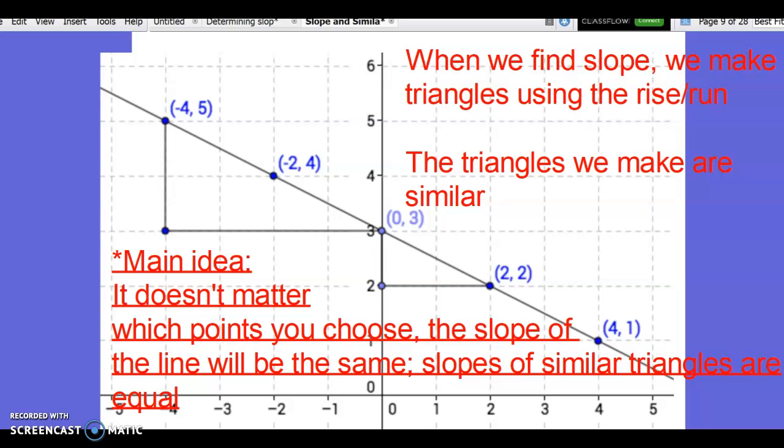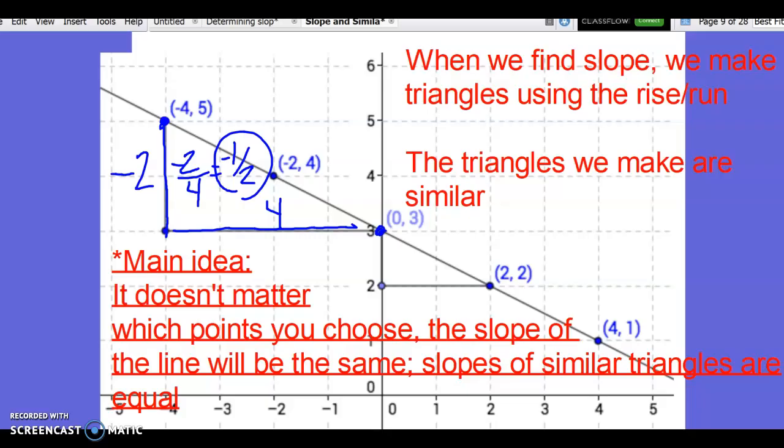So when we go to find the slope of a line, we pick any 2 points on the line and we calculate the rise over the run. It doesn't matter which 2 points you choose. When you find the slope, you're always going to get the same answer no matter which 2 points you choose on the line. So for instance, if I chose these points here, -4,5 and 0,3, for my slope, I'm going down 2 and I'm going to the right 4. So -2/4 is the same thing as -1/2. That is the slope of this triangle that is on this line.